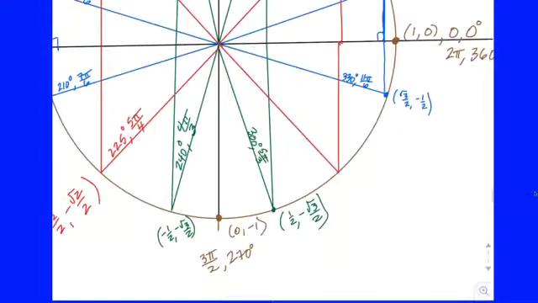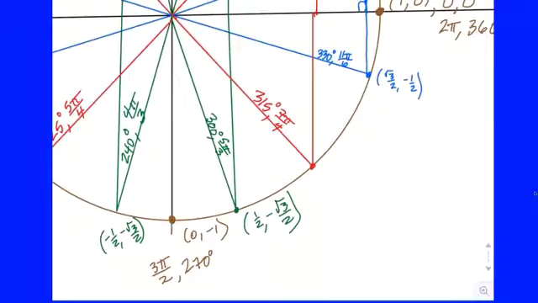A 45-degree angle short of 360 is going to be 315. Pi fourths short of 2 pi, which would be 8 pi fourths, is 7 pi fourths. We're in quadrant 4 now, so it's right and down, so it's positive square root of 2 halves, negative square root of 2 halves.